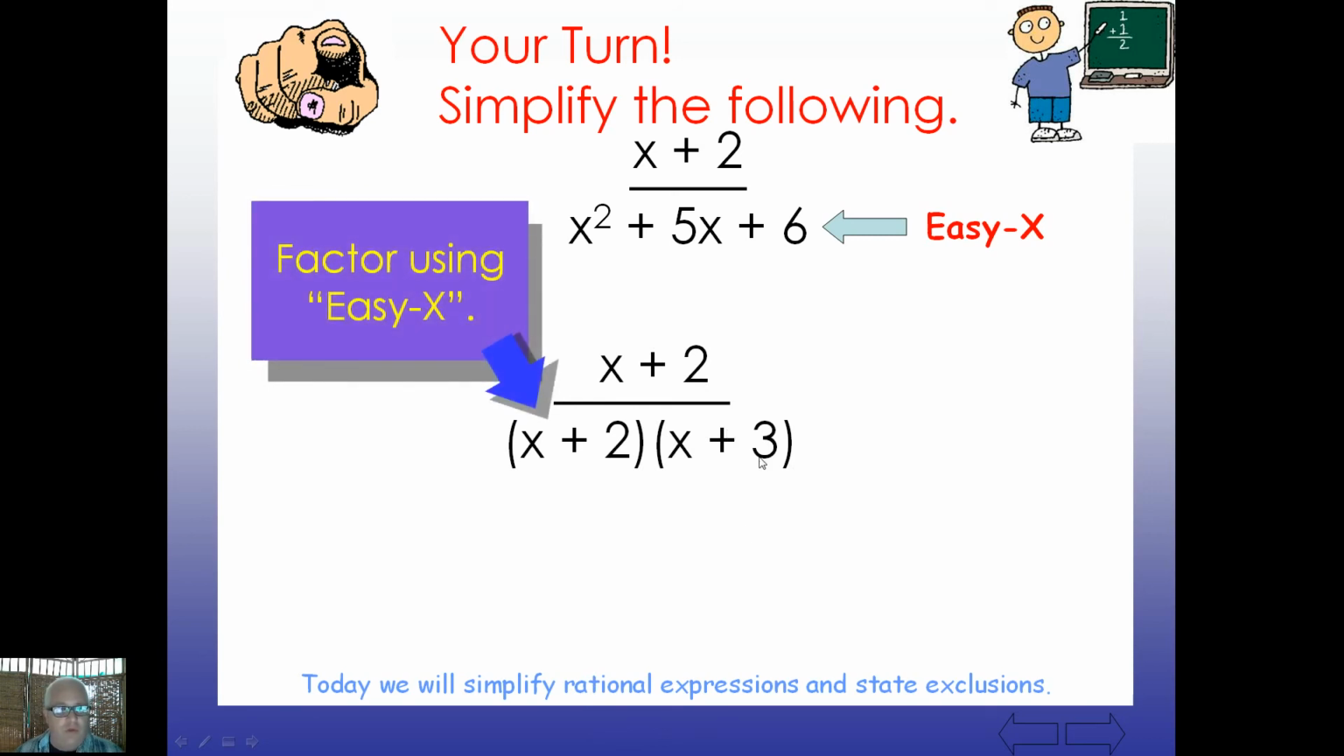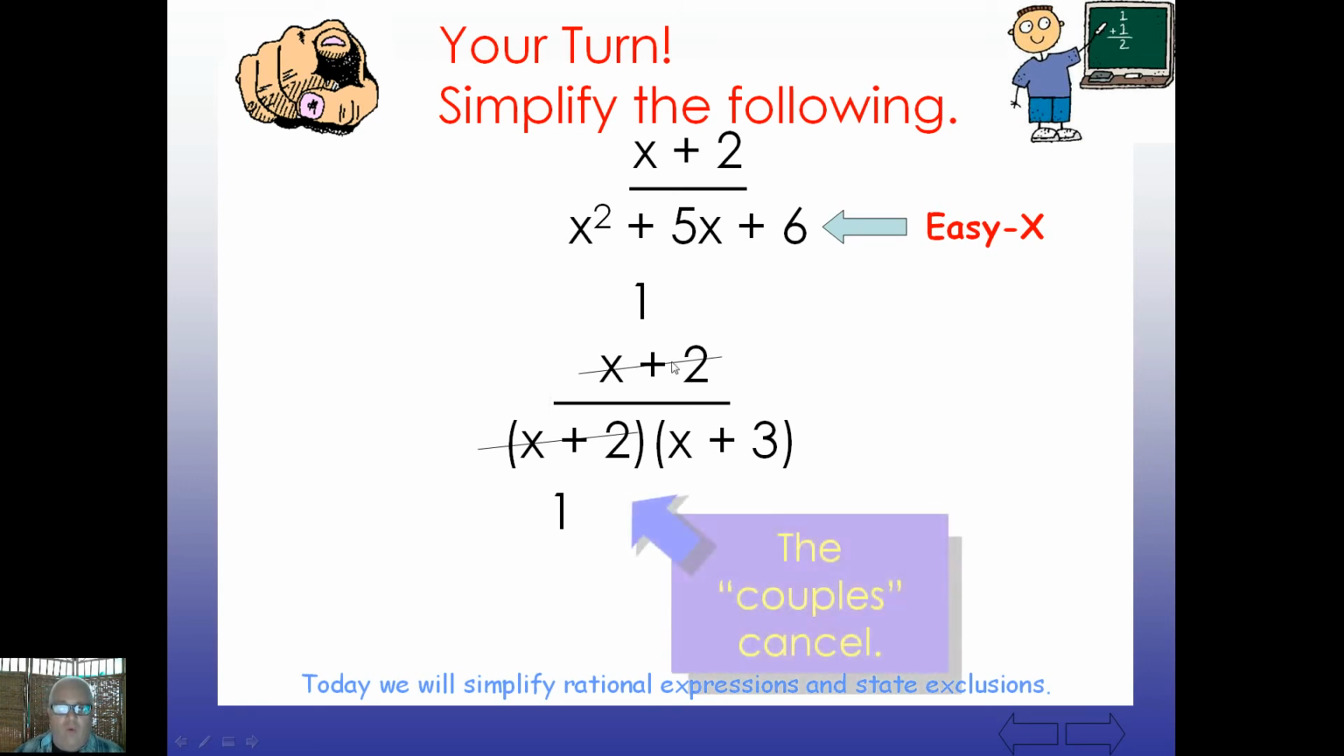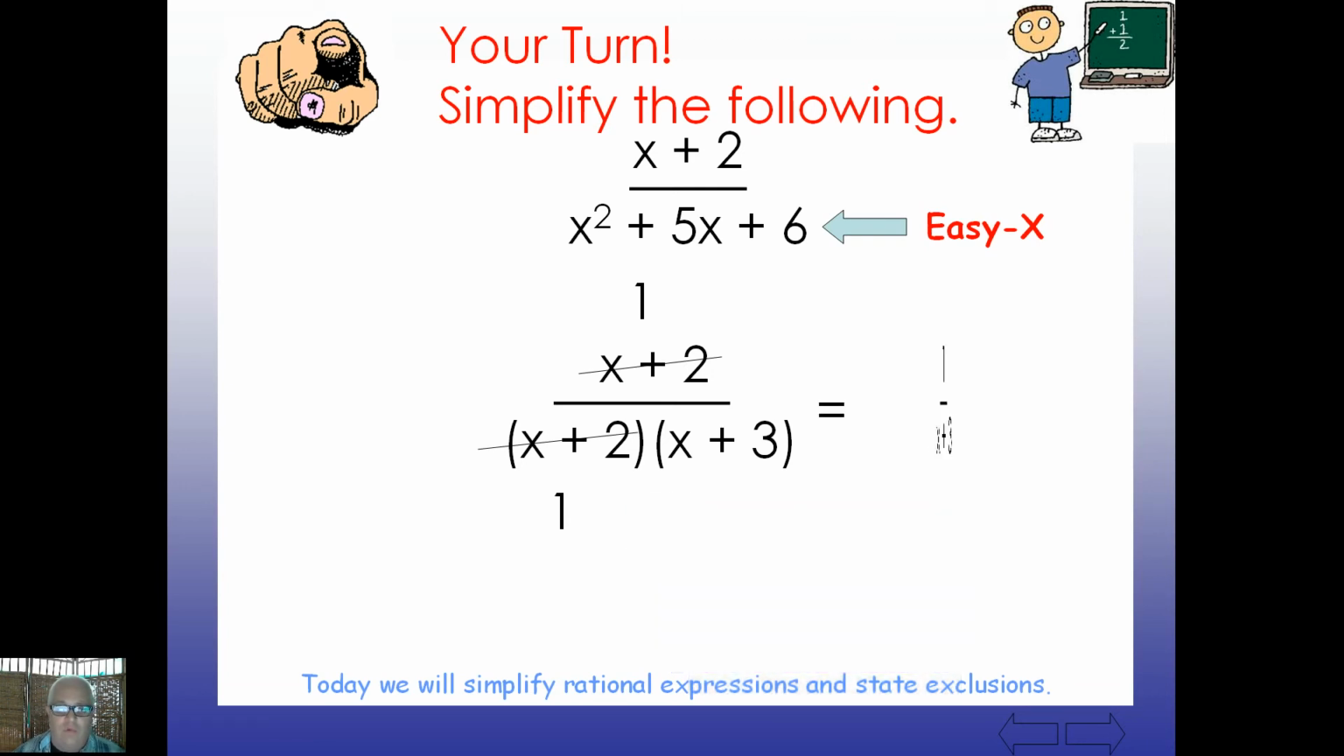And if you don't remember that, go back, look at your easy x examples, do your x, drop something in the top, something in the bottom, and this is what you'll end up with. Now, of course, what cancels top and bottom here? X plus 2's do. So you're looking at 1 over x plus 3. These couples here cancel out. Don't forget, the numerator can never be empty. The least it has in there is a 1. Okay? So your answer is 1 over x plus 3.